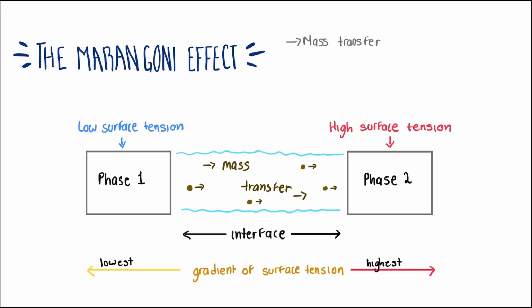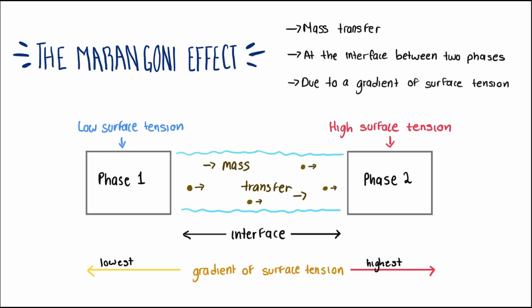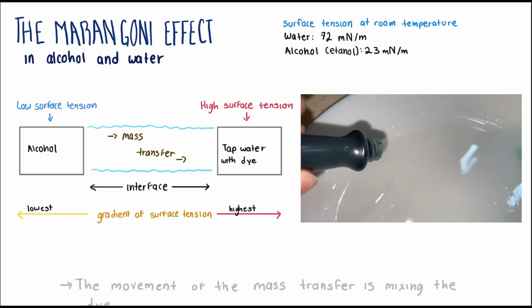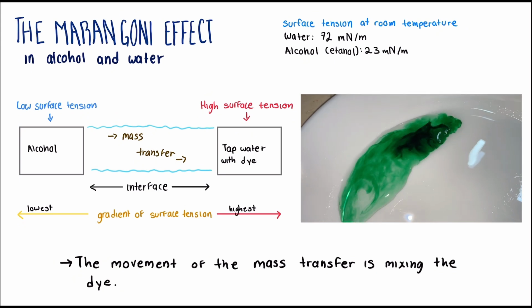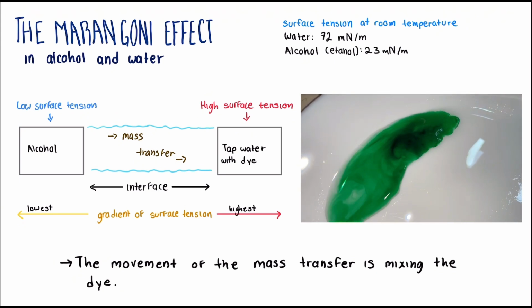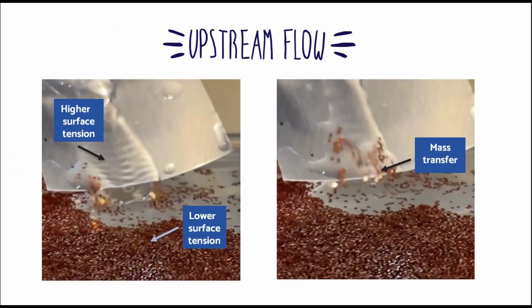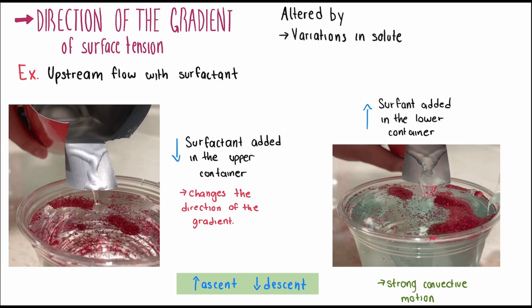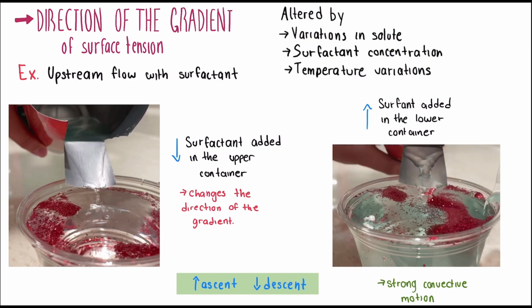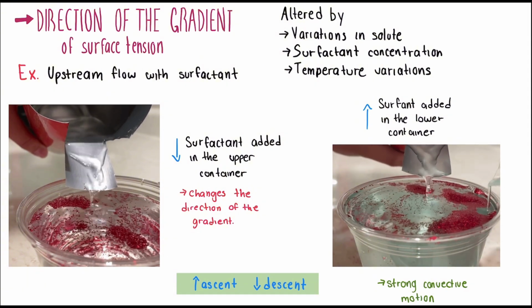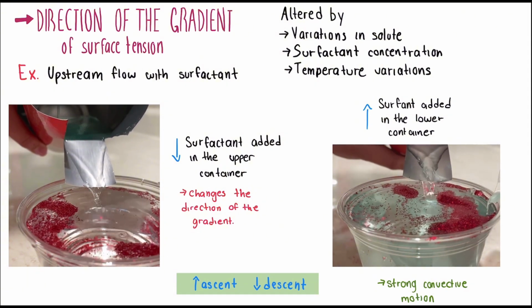Well, the Marangoni effect consists of the mass transfer at the interface between two phases due to a gradient of surface tension. We can observe this by putting together in the same container alcohol and water, which have different surface tension. Adding drops of colorant to the water is going to make visible the mass transfer. Here is another example of it. The direction of the gradient of surface tension at the interface can be altered by variations in solute and surfactant concentration, and temperature variations along the interface, which depending on the fluid can produce a strong convective motion. But what happens when the upstream flow is occurring?